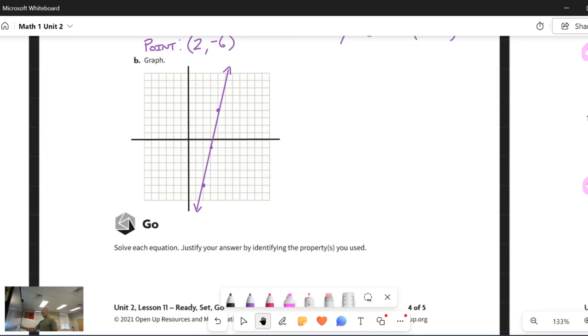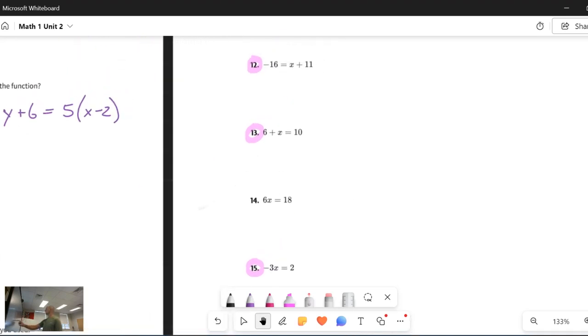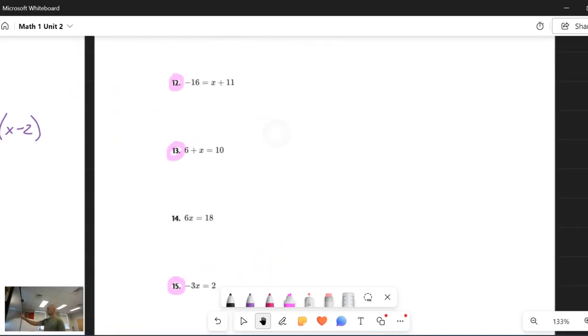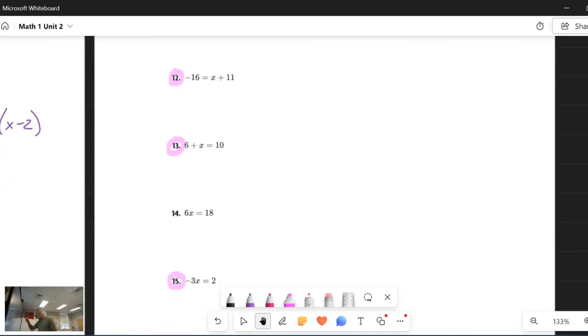So moving on to the last couple problems that we have here. There's 3 of them. Problems 12, 13, and 15. The instructions for this is just to solve for x, I believe. And then justify your answer by identifying the properties that you used. So you're going to go through and do that. I'll talk about why I did things, and you just have to write them down.